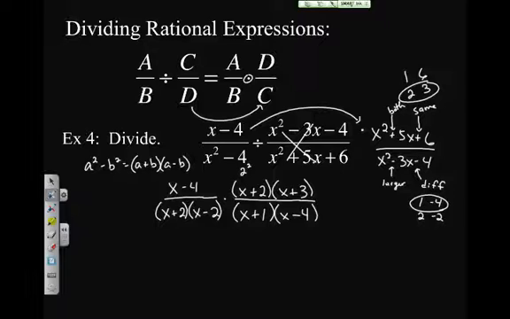So as we look at this now, it's just a multiplication problem, just like example 3. x minus 4 can cancel with x minus 4. x plus 2 can cancel with x plus 2. And so that leaves us with x plus 3 on the top over x minus 2 times x plus 1. And so that's an example of division.